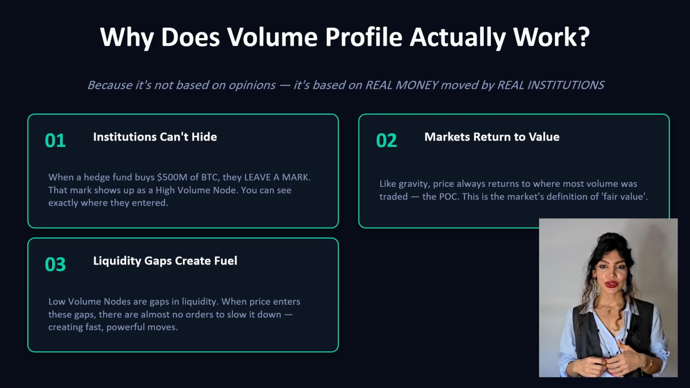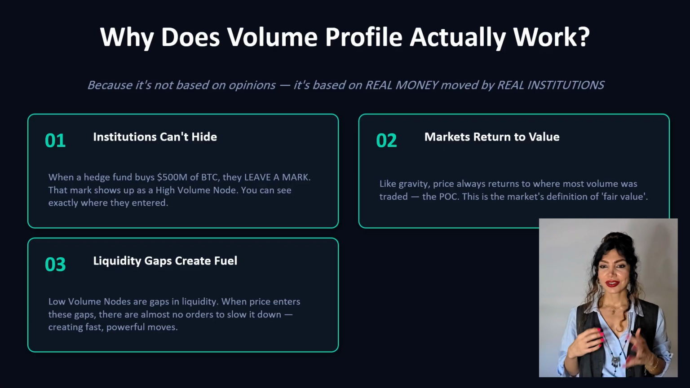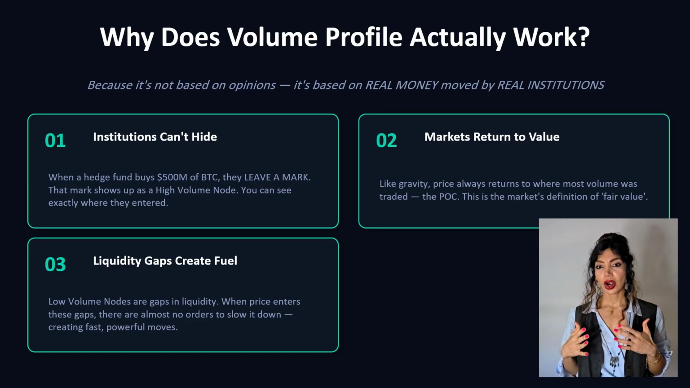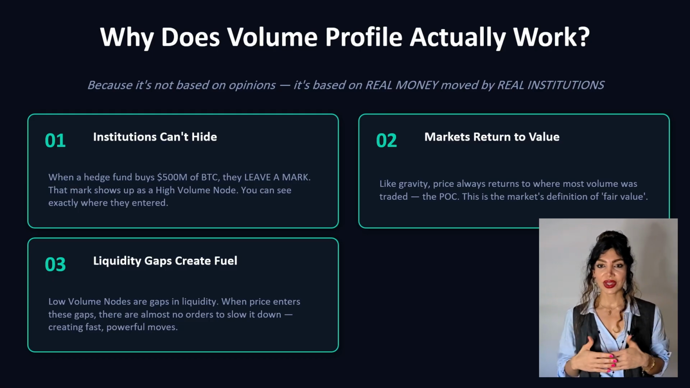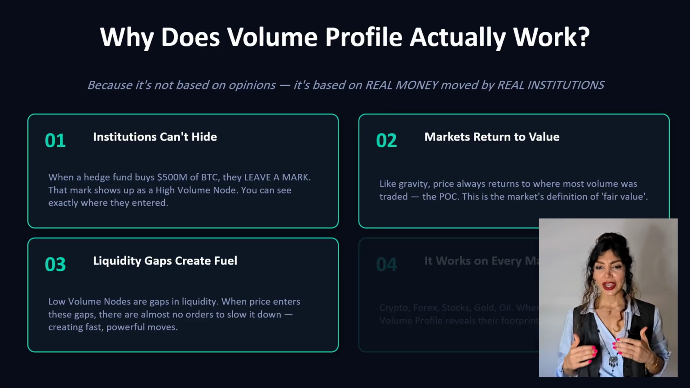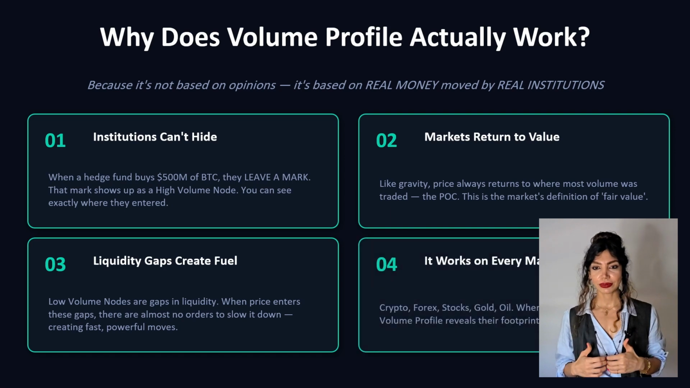Reason 3, liquidity gaps create fuel. Low volume nodes are liquidity gaps. When price enters these gaps, there are almost no resting orders, no buyers, no sellers, nothing to absorb the move. This creates fast, explosive price action. And when you can identify these gaps in advance, you can position yourself right before the acceleration.